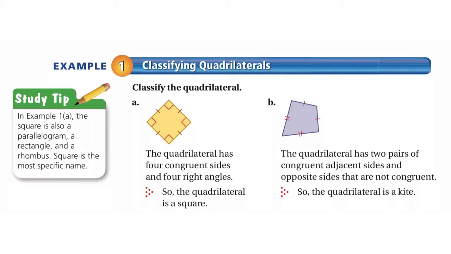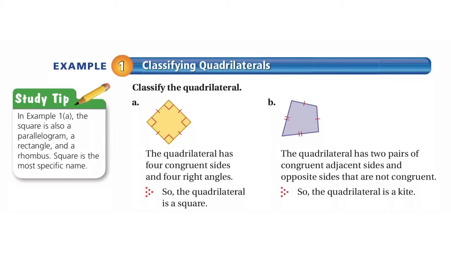Now you might say, well, it's also a rhombus because it's a parallelogram and all the sides are the same length. You're right, it is a rhombus. You might say, well, it's a rectangle because it's a parallelogram and it's got 90-degree angles. You're right. You might say it's a parallelogram. You might say it's a quadrilateral. It's all of these things, but a square is the best name because it is the most specific.